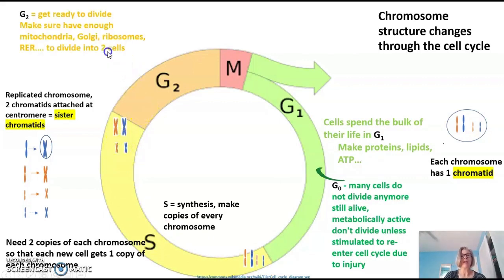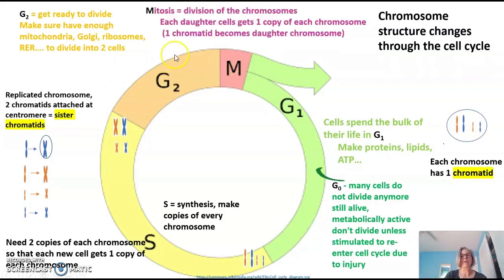Cells then enter another G phase called G2, which again, early microscopists thought nothing was happening. But this phase is when the cell is getting ready to divide. It has to make sure that now that it's copied its chromosomes, does it have enough mitochondria and Golgi and RER to divide into 2 cells.